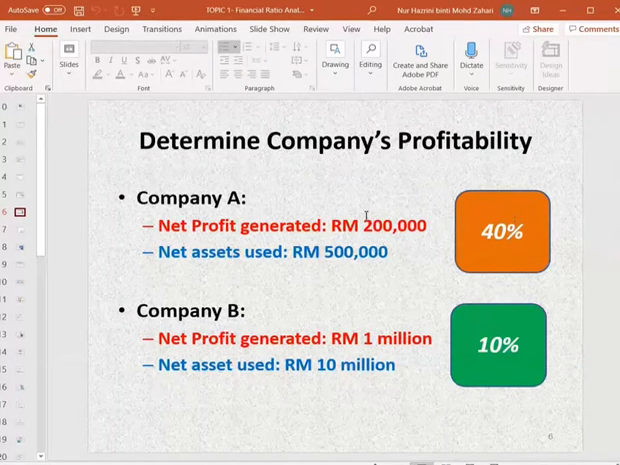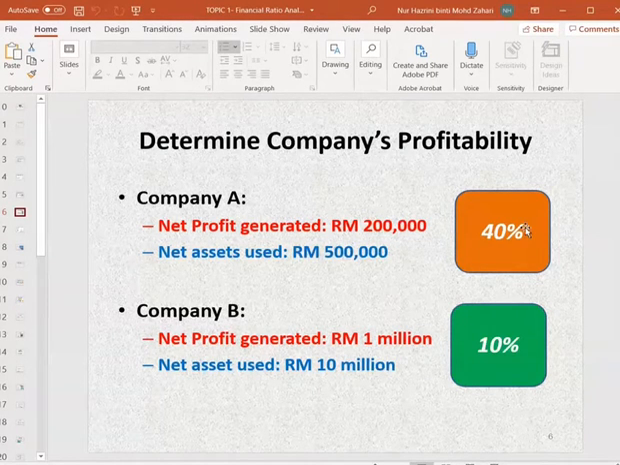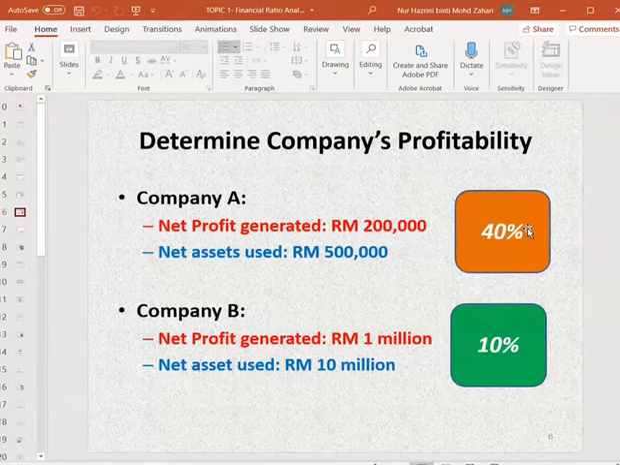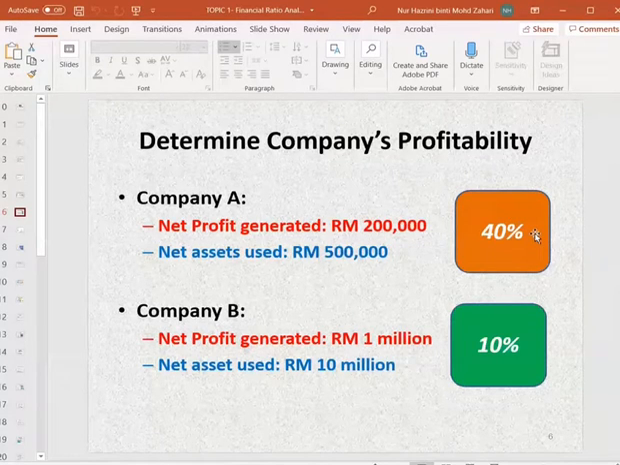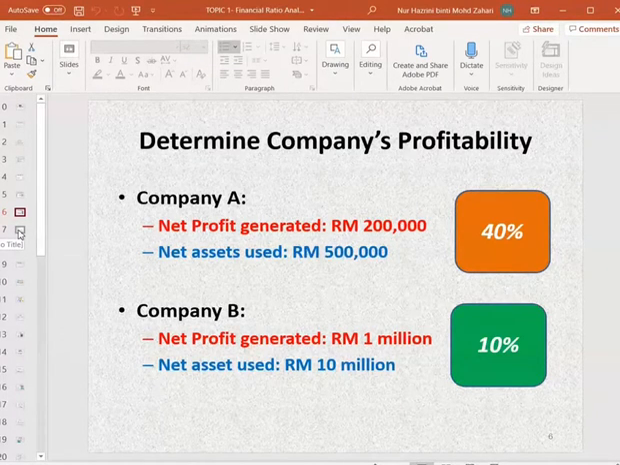Of course, in our story in this slide, company A is doing better because for every 1 ringgit that you spend to buy your asset, you can generate 40 cents. But company B, for every 1 ringgit, can only generate 10 cents. So here we can say that company A is doing better in terms of investment in asset and in terms of using the asset to help them generate the net profit. So that's basically what the financial ratio is.